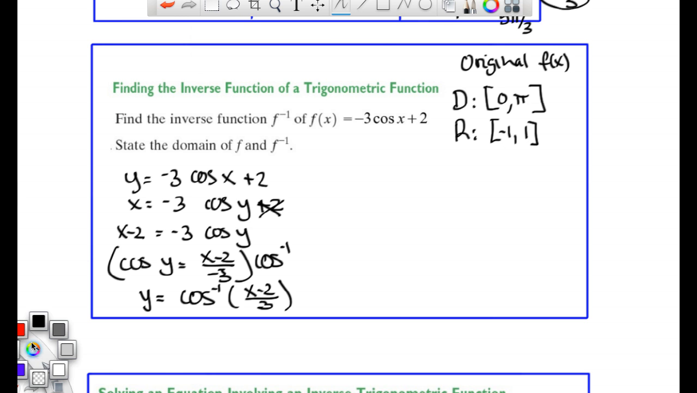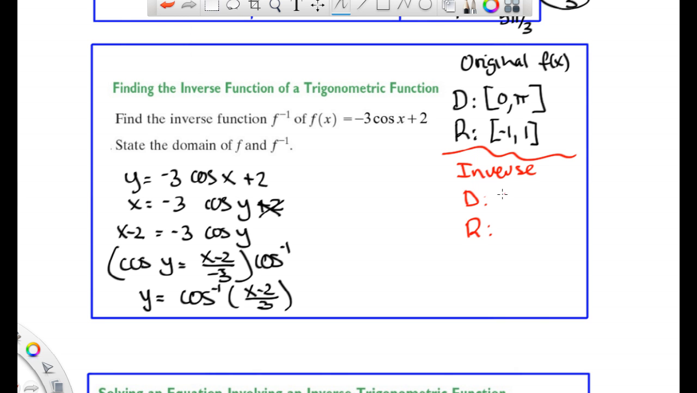Okay? So it's time to switch the color here for once. Alright. So now we're going to go to the inverse. So we can literally swap domain and ranges. So the domain of the inverse will be -1 to 1, and then the range for the inverse is from 0 to pi. Okay?